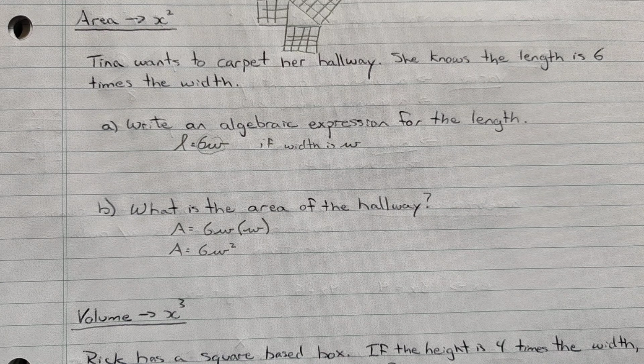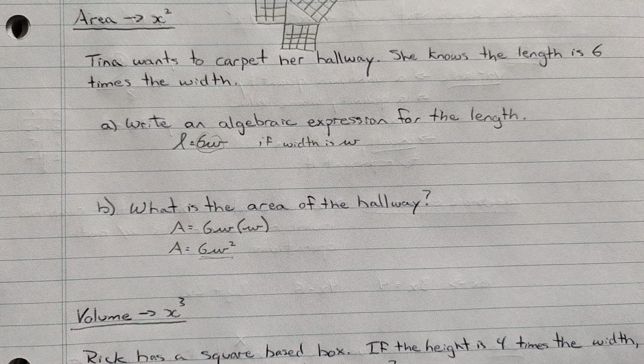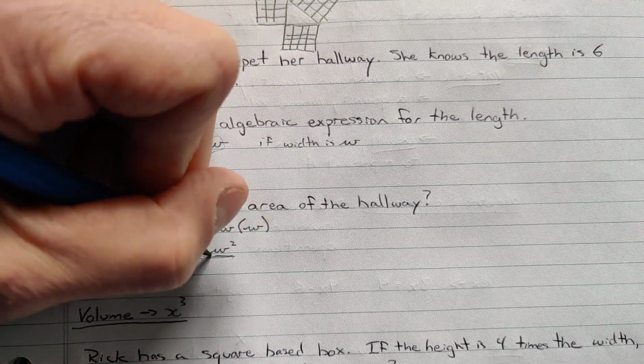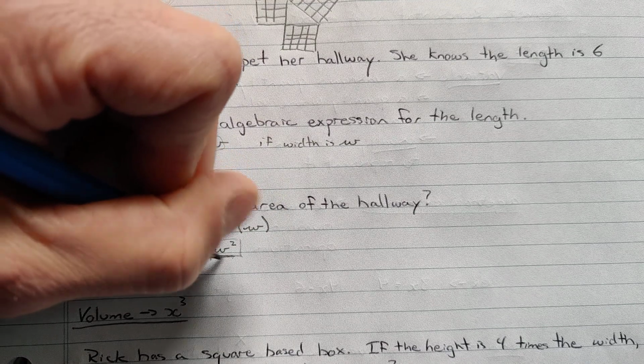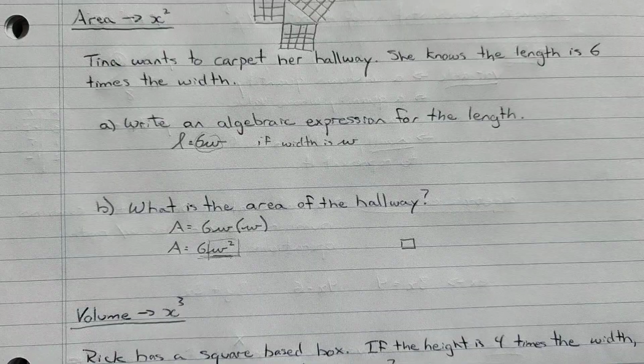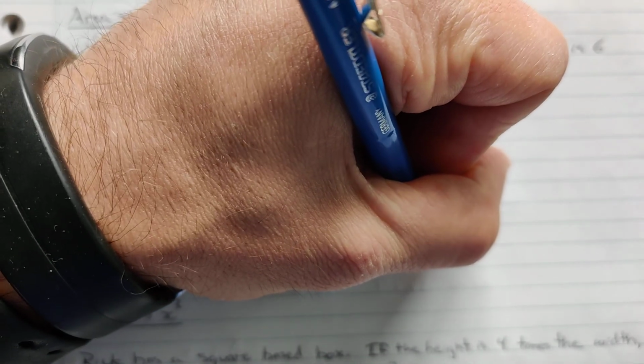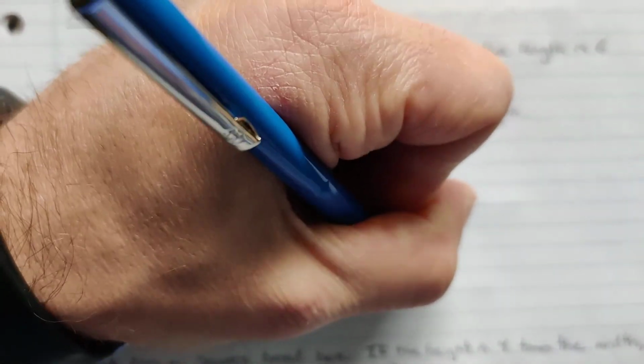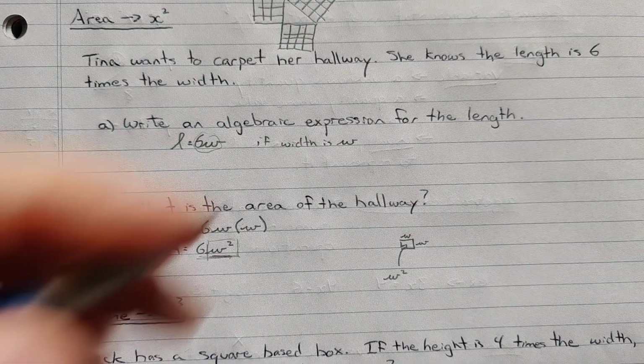And that will give us our square units for this. And so in this case, 6W squared would be the area of the hallway. The W squared portion gives us our squared portion of a variable, which again represents the area. So if we had little squares that were W by W, the area of that square would be W squared. And we'd have 6 of those put together to make up her hallway.